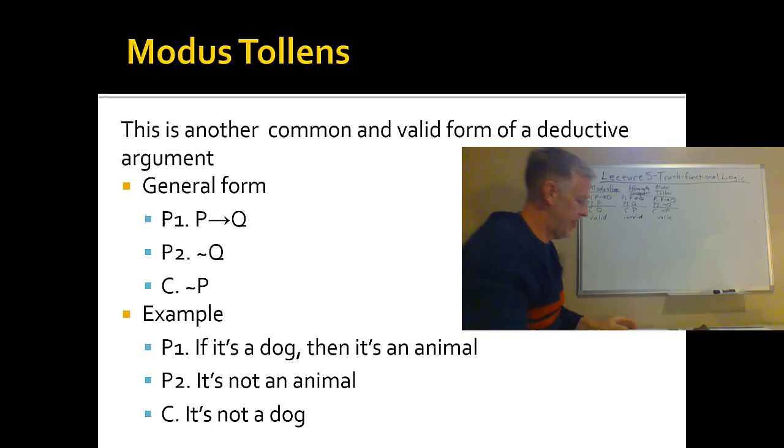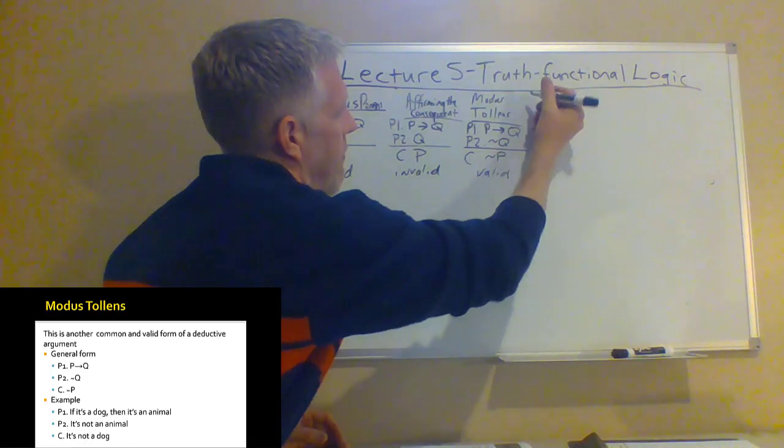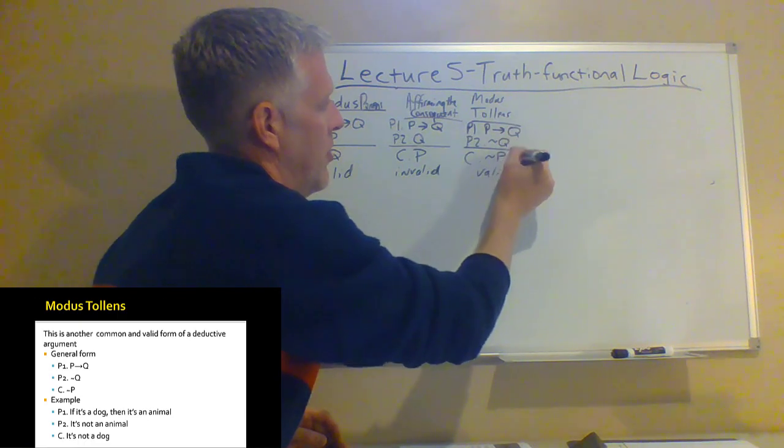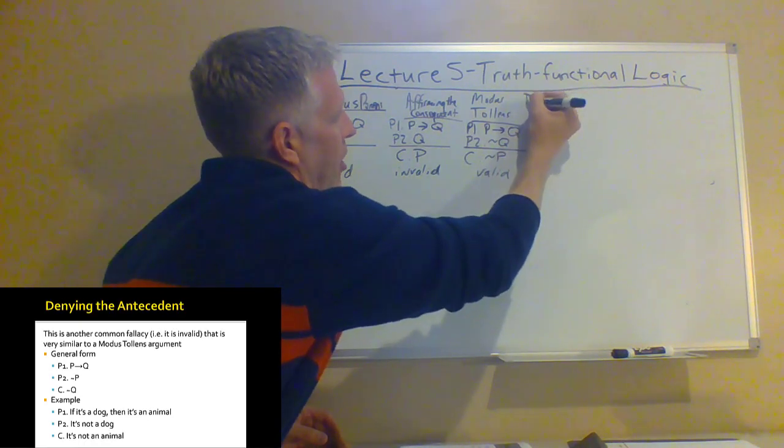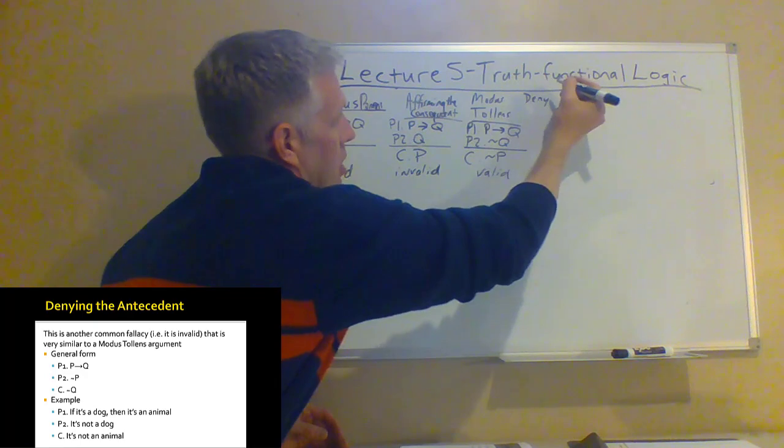Turning to slide 16, very similar to modus tollens, but we switch these two around. That's why it's a very common fallacy.